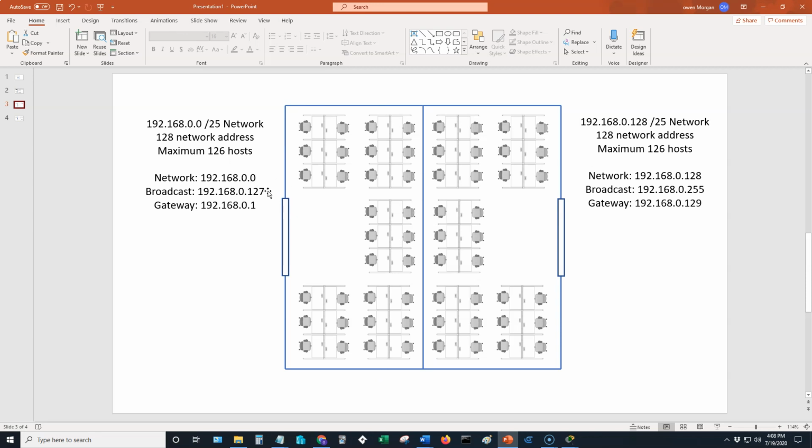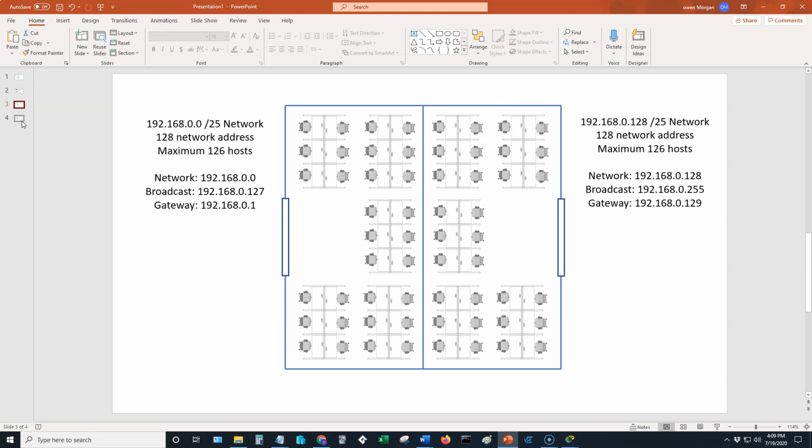The network is the first, broadcast is the last. Then the gateway is the first available after the network. The second portion of our building, or the second subnet, will start at the number directly after the broadcast address of the first subnet, or 128, and the last address, 255. 0 through 255 equals 256 available addresses. And then the gateway, the door in this case, would be 129. So this is one way of looking at it.